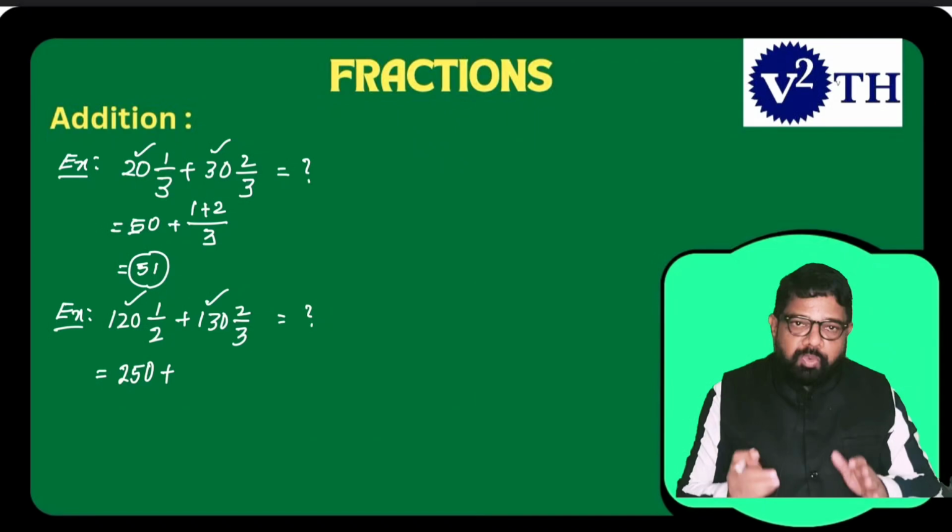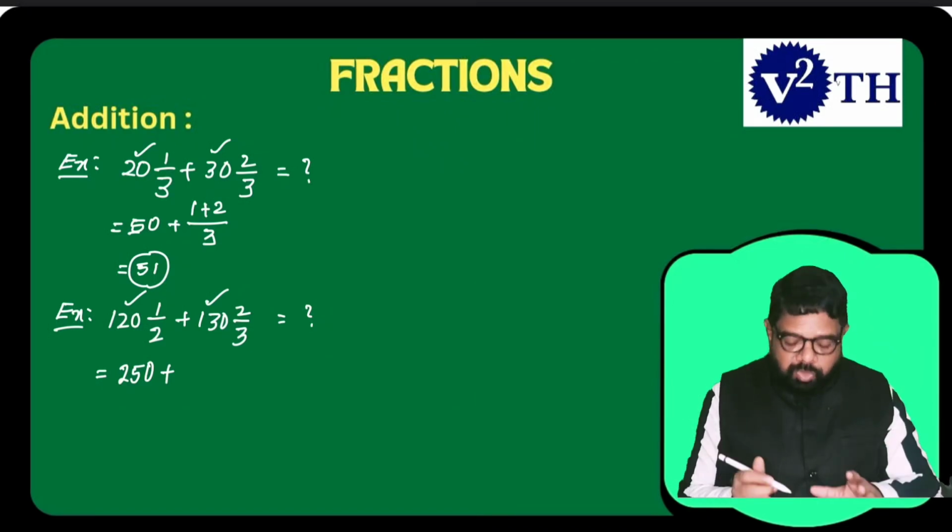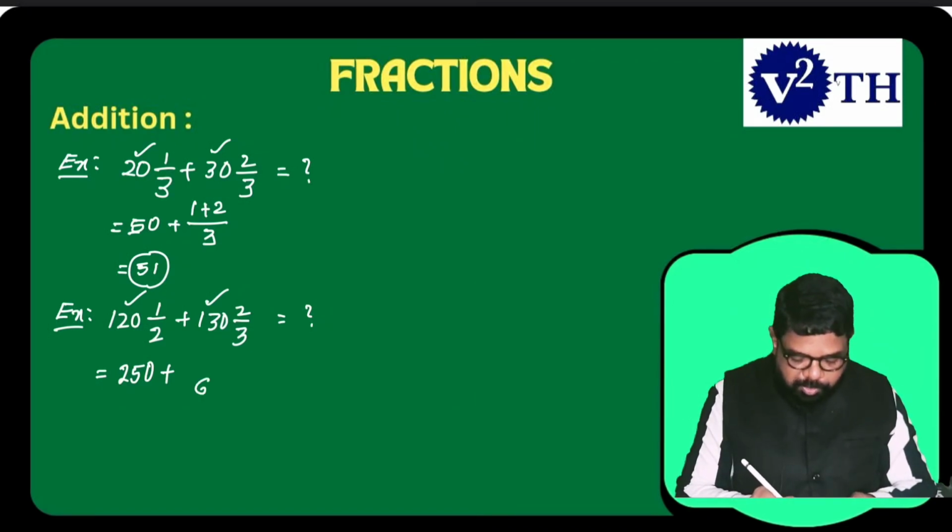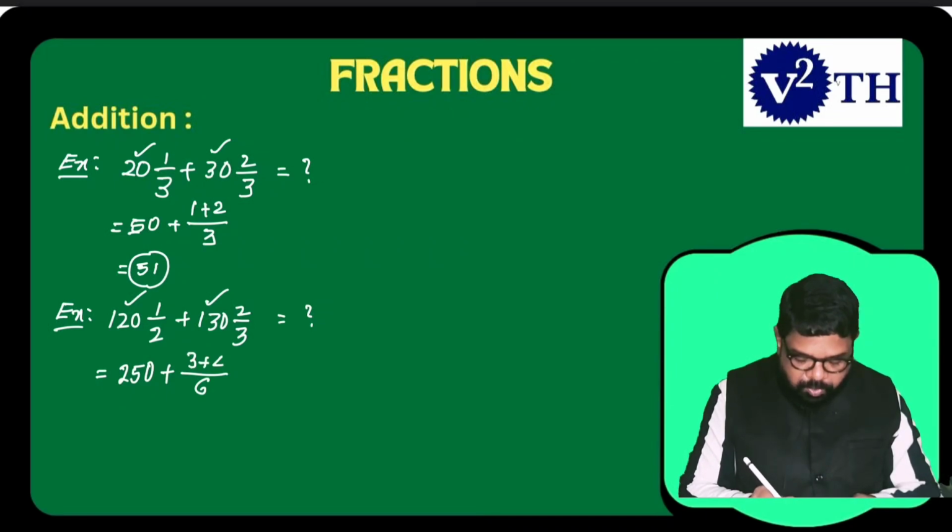Now how can you simplify that? Addition of two fractions we already learned. So 2 into 3 is 6, take the product. Now do cross multiplication: 1 into 3 is 3, 2 into 2 is 4. So it is 250 plus 7 by 6.